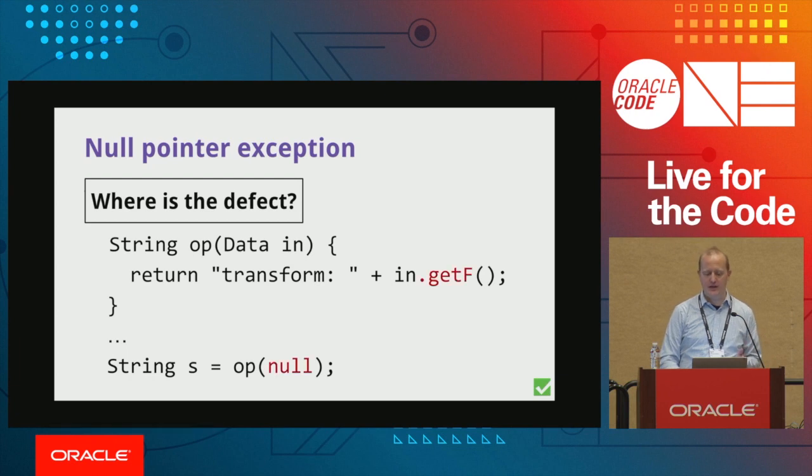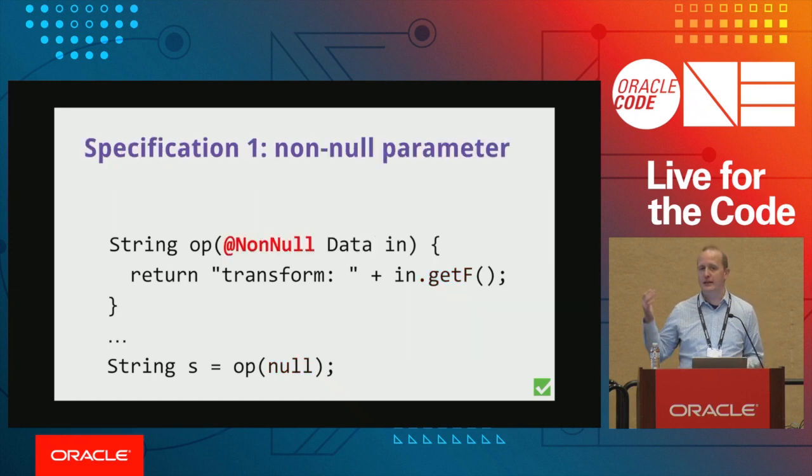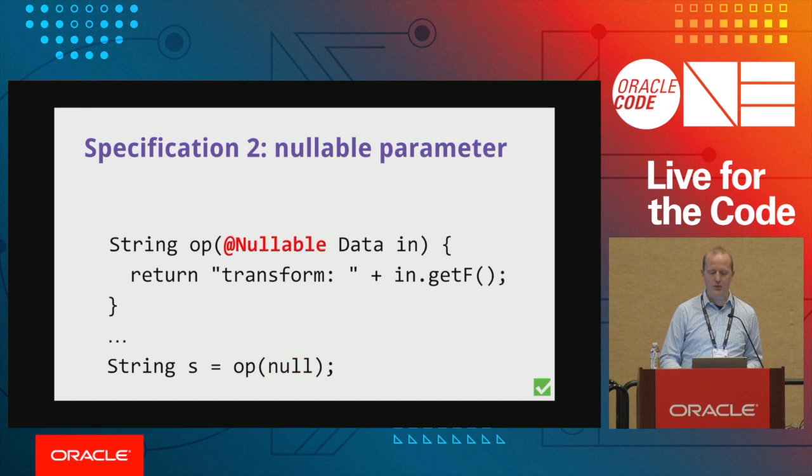We need to say, did this operation allow nullable parameters, or did it require that the parameter is non-null? Is it at the trust boundary where you still have to check for null, or is it some internal code that definitely already had to be non-null? So there are two possible specifications. Either we say this argument has to be non-null, then the implementation is correct, but the invocation of the method is an error. Otherwise, if we mark the parameter as nullable, the invocation of the method is okay, but the implementation has a mistake. You shouldn't directly dereference that argument.